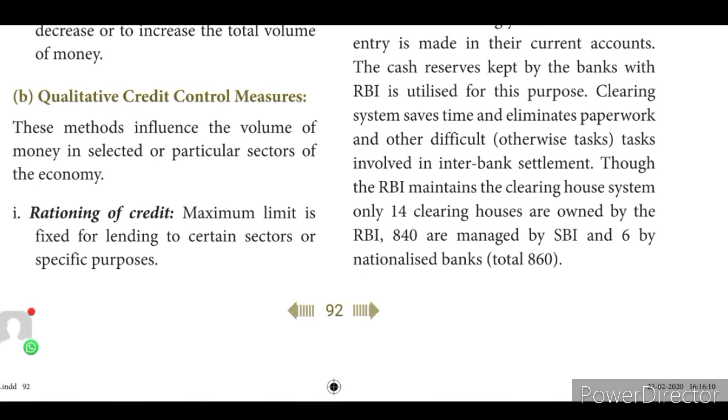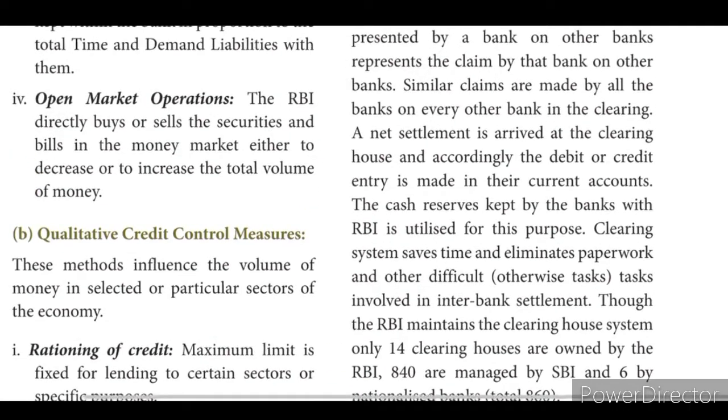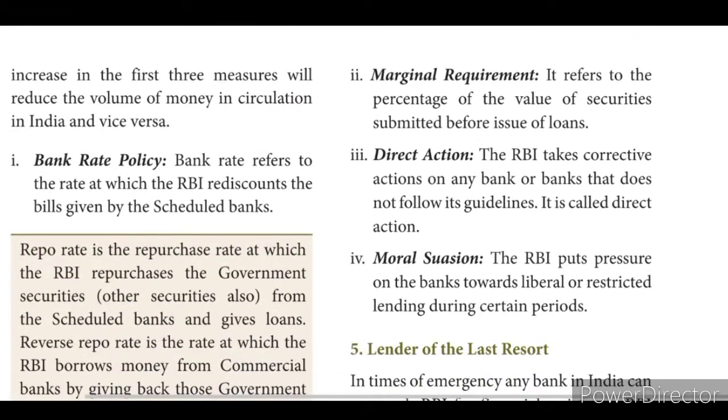Rationing of credit. What is rationing of credit? A maximum limit is fixed for lending to certain sectors or specific purposes. For example, if it is a micro enterprise, some limit will be fixed based on their turnover. They will be able to lend only up to that limit, and more than that they cannot get the money. They will fix one limit for the credit. That is rationing of credit.